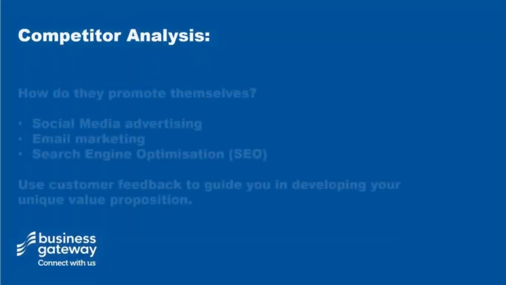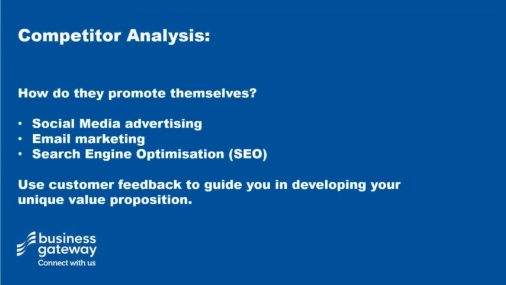Once you've identified your competitors, look at how they promote themselves. What does their digital footprint look like? Do they use social media ads, email marketing, or search engine optimization? This analysis of your competition's approach to promotion can inspire your marketing strategy. Also, check customer feedback on sites like Trustpilot and Google Reviews. This can help you uncover patterns such as customers frequently praising fast service or critiquing unclear communication. These insights can guide you in developing your company's unique value proposition.